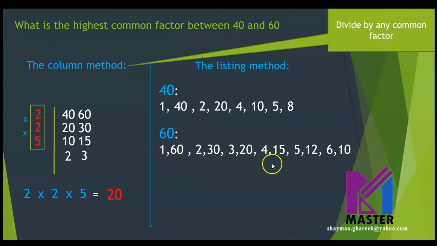the factors for the second number. Then I will pick the biggest common factor, which is 20. So now the highest common factor between 40 and 60 is 20. Now, do you know the two methods? You can choose which method you prefer because both of them are good for you.